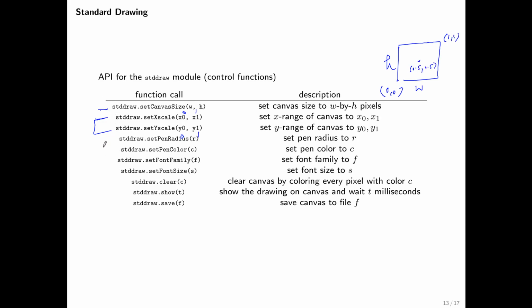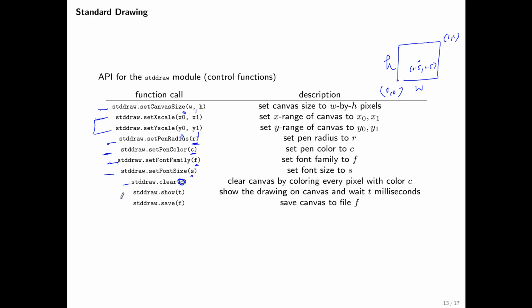And then you can set the pen radius to this value. You can set the pen color to this value, where C is basically a color object. Then you can set the font to that, and set the font size to that. And then you can clear the screen using this function, and you can clear it with a particular color. So this color, for example, could be the color object representing red, in which case you paint the whole canvas red.